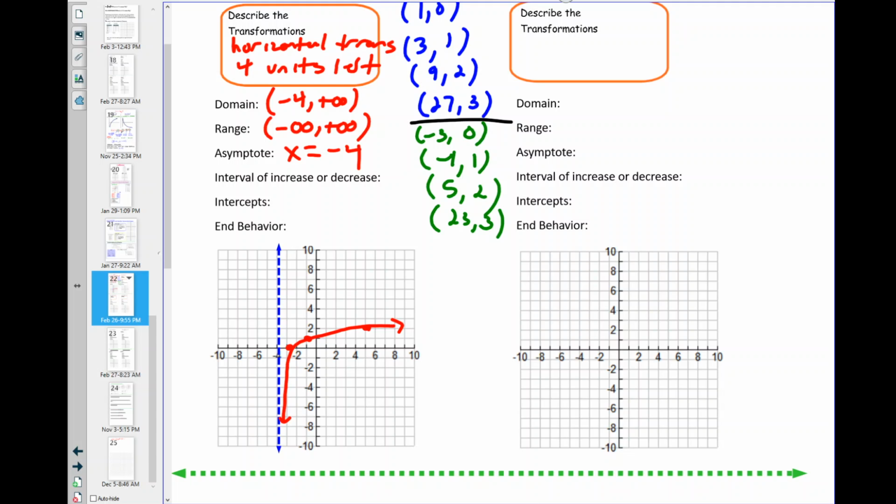Okay, here's some new terminology in this packet, but we've seen it before. Intervals. Intervals have to do with a domain. We only have one interval here in the domain. This is not changing directions or anything. So is this always increasing or decreasing? Yeah, this is always going to be increasing. So we're increasing between -4 and positive infinity. Okay, intercepts.